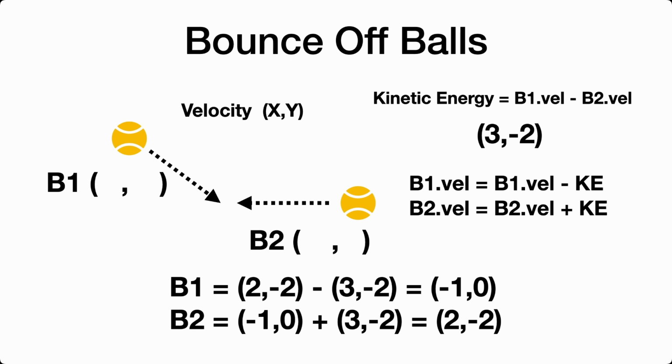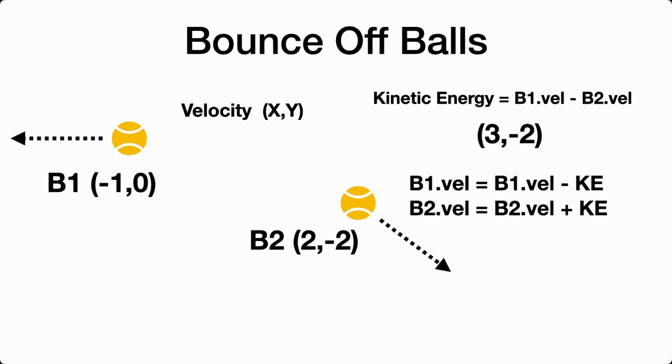Simple calculations. Ball 1's velocity is now -1, 0, and ball 2 is 2 and -2. Now those numbers actually look familiar because they're the opposite of what we started with. Ball 1 now moves in the left direction, ball 2 moves in the bottom right hand direction. So all we need to do for a simple bouncing calculation is just swap the velocities around.